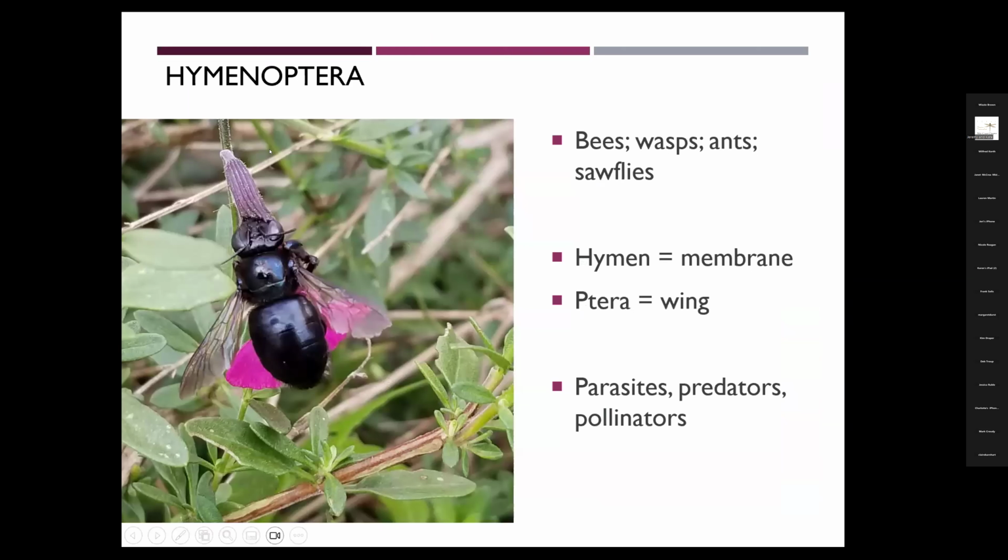The order Hymenoptera are the bees, wasps, ants, and sawflies. These are beneficial as parasites, predators, and pollinators. So this is a wonderful group. Not to say that we can't have problems with some of these, because some of them are social insects and they are going to defend their colony. And some of those are capable of stinging, and that can lead to being problematic.